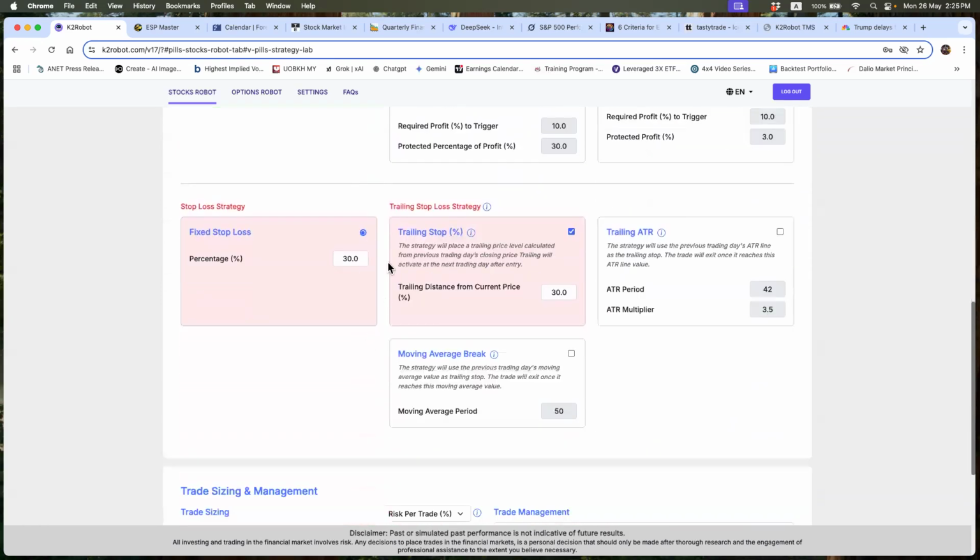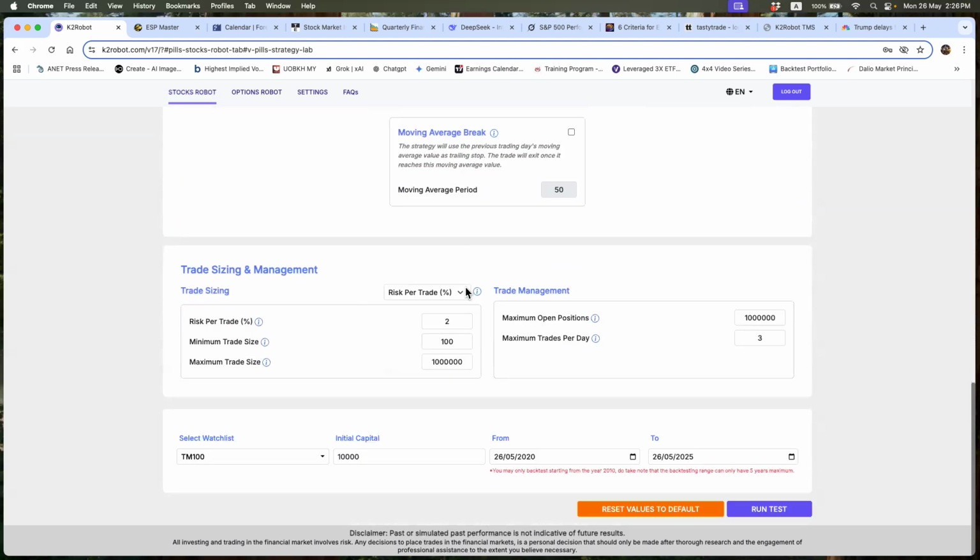Otherwise it has got a stop loss of 30% by default, trailing stop percent 30%. That means once the stock starts to move up, it will not keep the stop loss at 30% anymore, but the robot will continuously trail according to the last traded price upwards. So if the stock moves up 10%, then you can expect your trailing stop to improve by 10%, which means it will be 20%. And then this is the risk management, trade sizing and management. So these are the parameters.